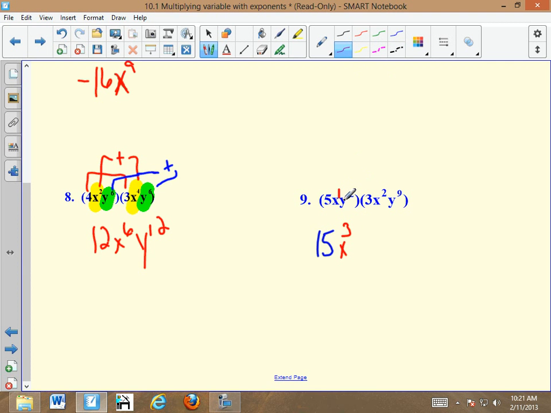Now, how many y's do I have here? Negative 2. Negative 2 plus 9 is 7. This is negative 1, negative 2. This one is 1, 2, 3, 4, 5, 6, 7, 8, 9. These two are going to cancel out these two and leave you 7. Okay?